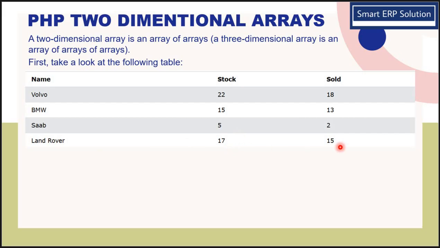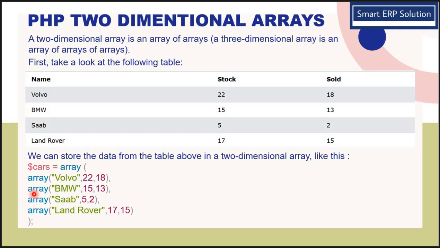If we want to store this table in an array, we can store the data from the table above in a two-dimensional array like this. The $cars equals array: array Volvo 22, 18. Array BMW 15, 13. Array Saab 5, 2. Array Land Rover 17, 15.